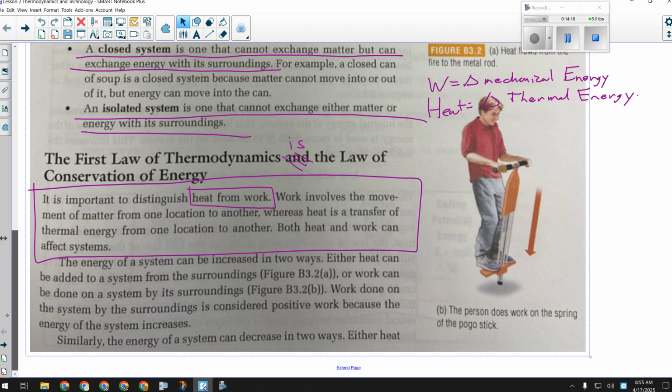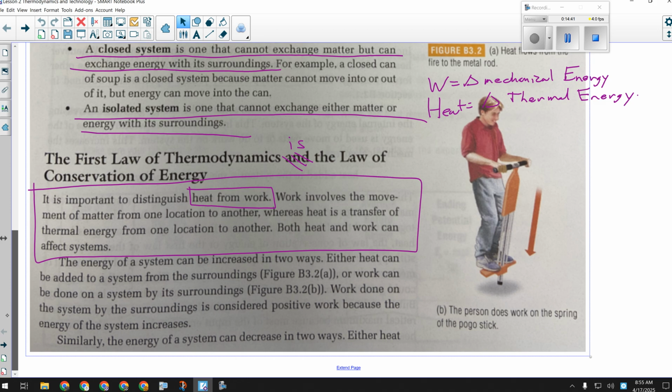If we look at my cart here, we'll consider my cart to be a system. I can change the energy of that system in two ways. I can put an electric heater right here and point it at the cart, and eventually the cart will get hot. That would be heat. I'd be transferring thermal energy to the cart, and the system's energy would go up.